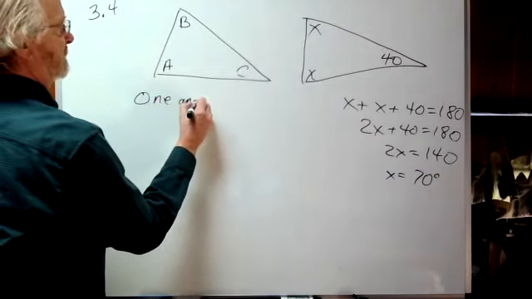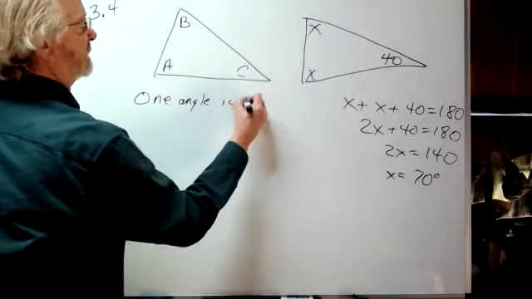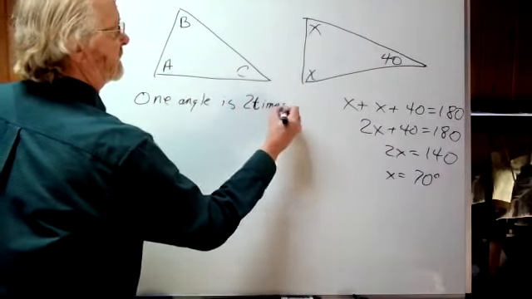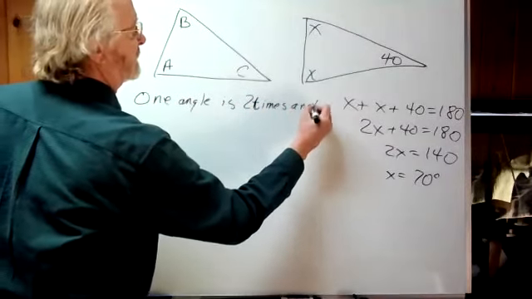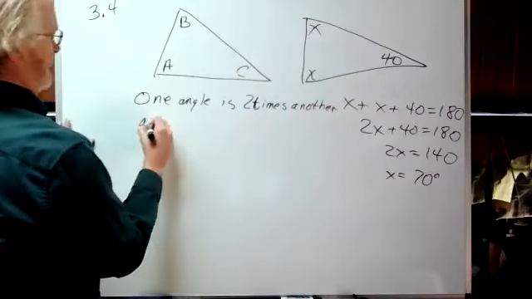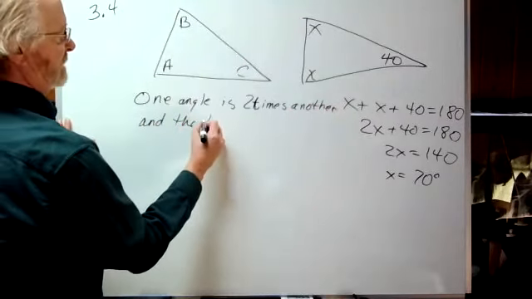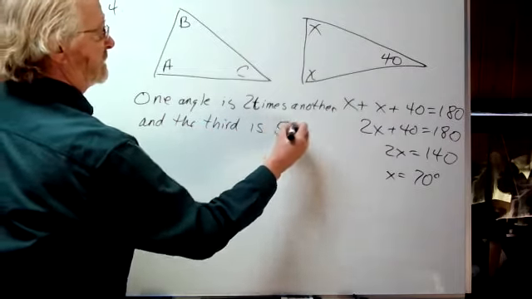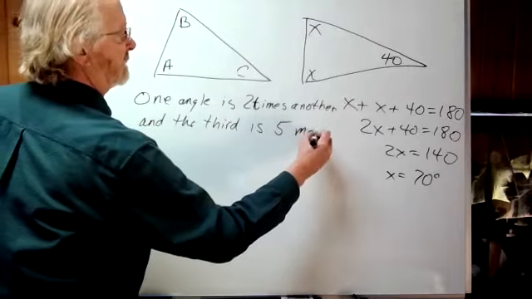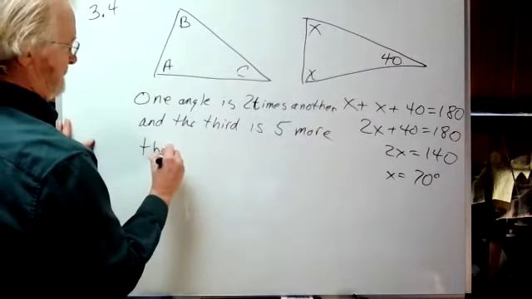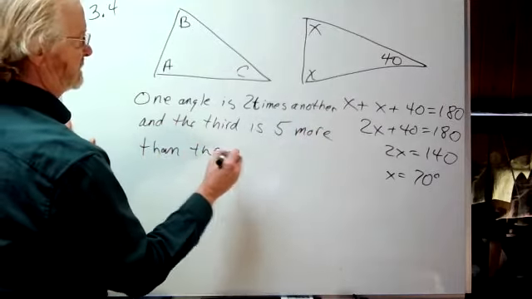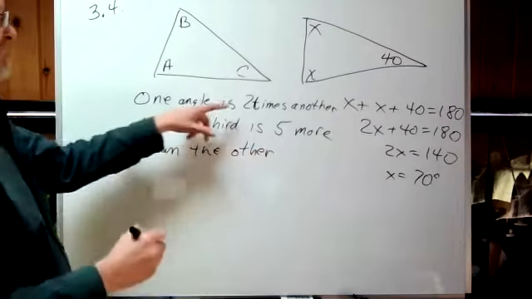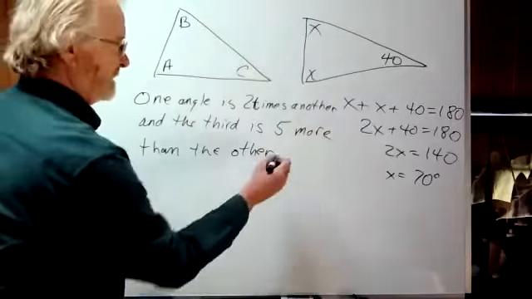One angle is 2 times another, and the third is 5 more than the first, or than the other. Put it that way, however, the other first. One angle is 2 times the first. You know, find the angles.